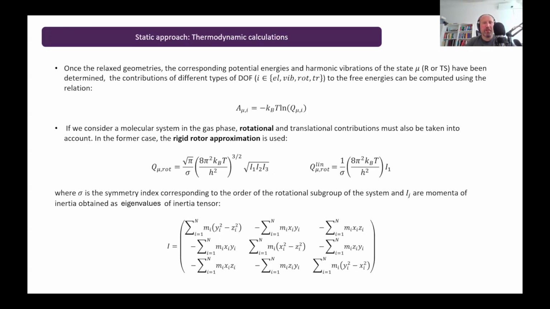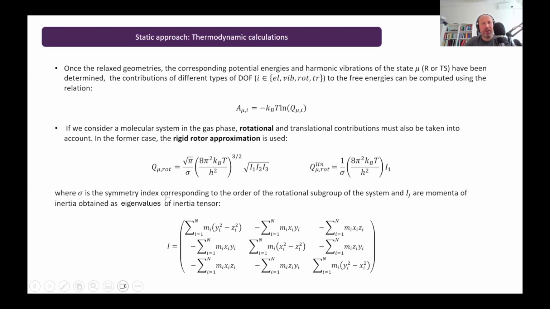If, however, your system is molecular in gas phase, you need to take into account also rotational and translational degrees of freedom. For rotations, the rigid rotor approximation is used. The partition function now depends on whether you have linear or non-linear geometry of molecules. So let's discuss the non-linear case.